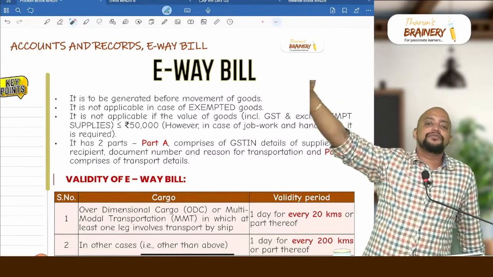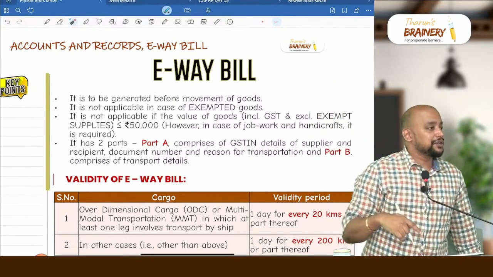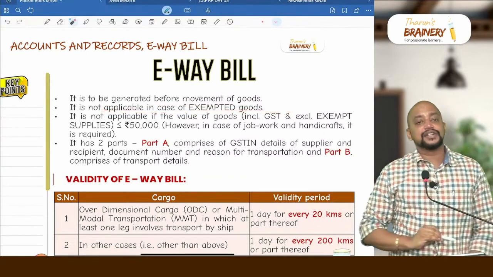If the owner does not come forward, 200% of the tax or 50% of the value, whichever is higher. So that is a connection to e-way bill. It is to be generated before movement of goods. It is not applicable in case of exempted goods.